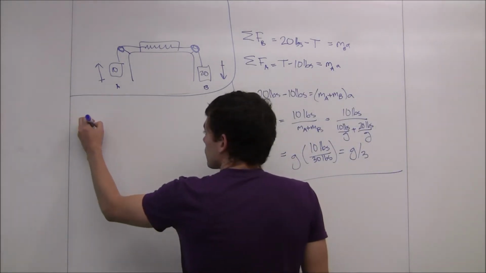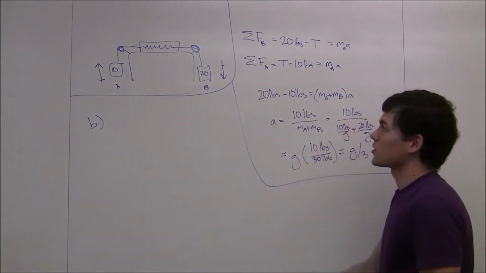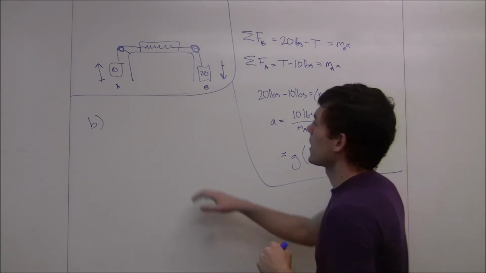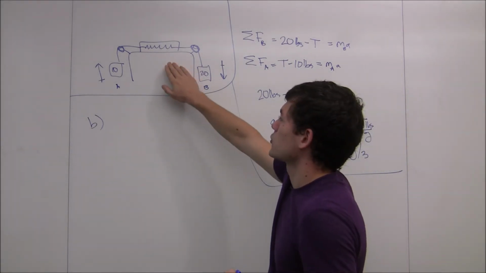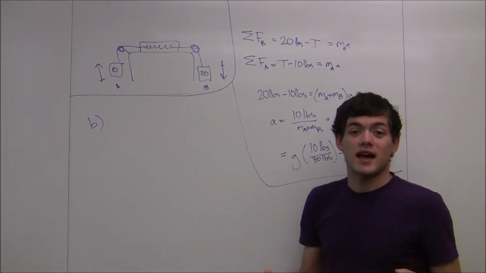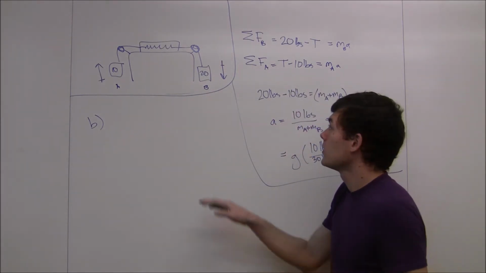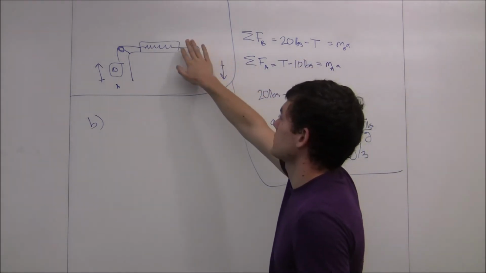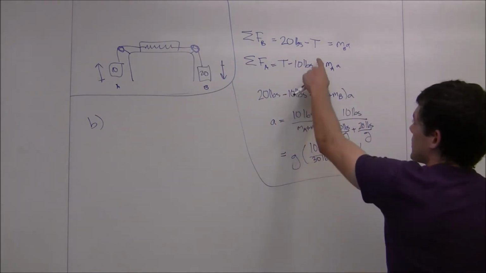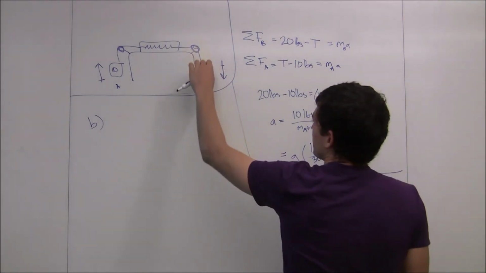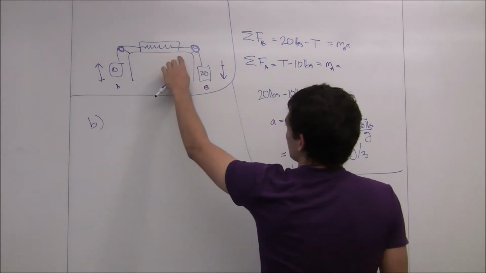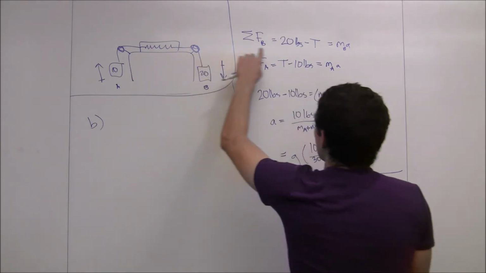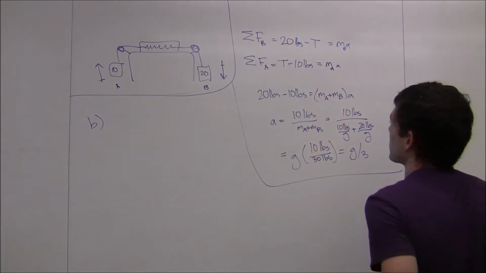Now in part B, we're asked what the spring scale is going to read while this is occurring. And remember that the spring scale just reads the force that it has to apply to both ends. So in this case, that force is going to be equal to the tension force. Because this is a massless, stretchless string, the tension force is going to be constant throughout, and that means that this spring has to apply the same tension force on the right-hand side and on the left-hand side, which is just this T right here.